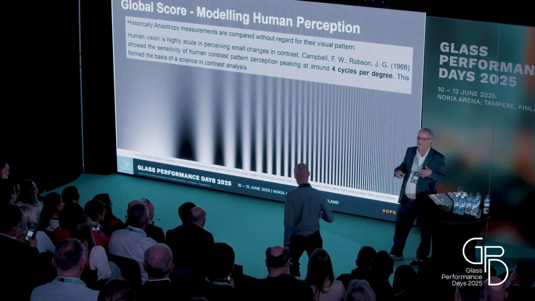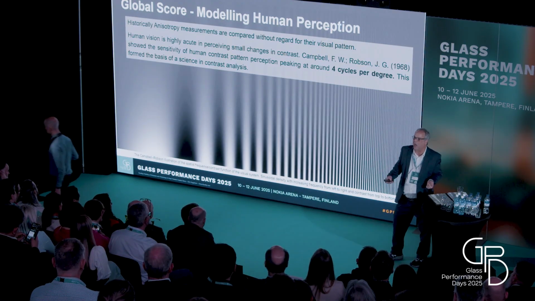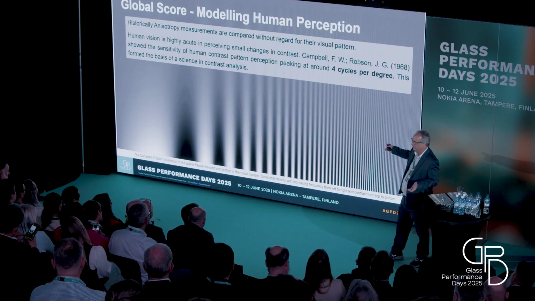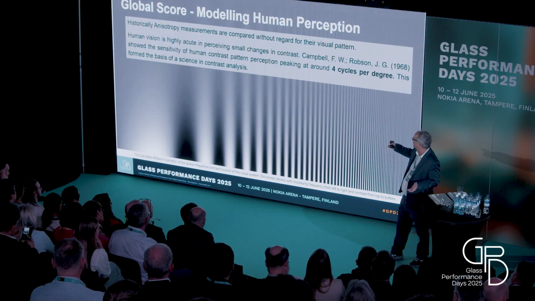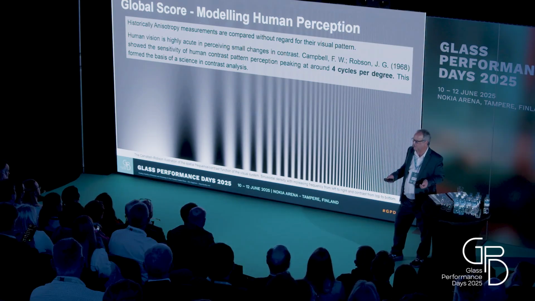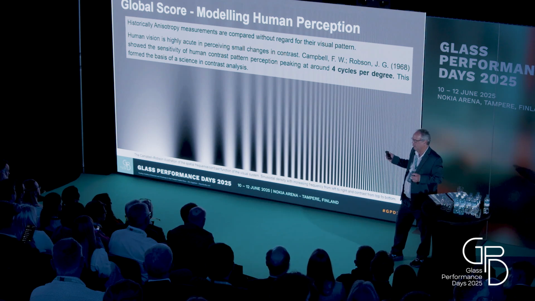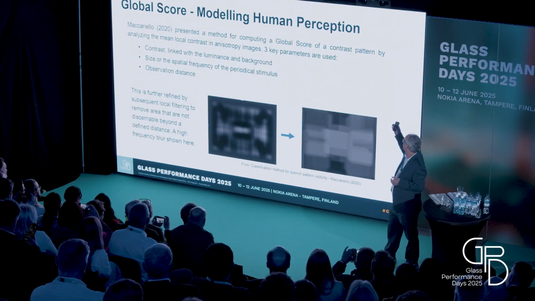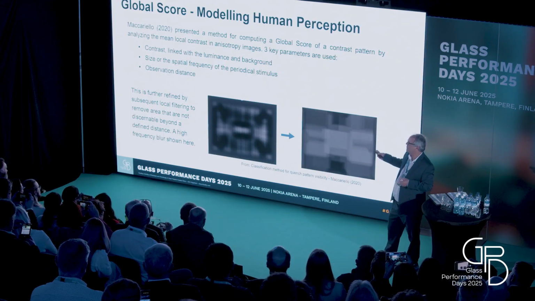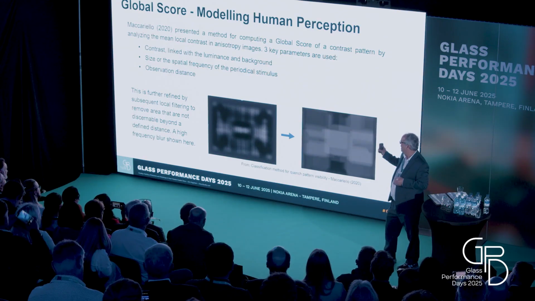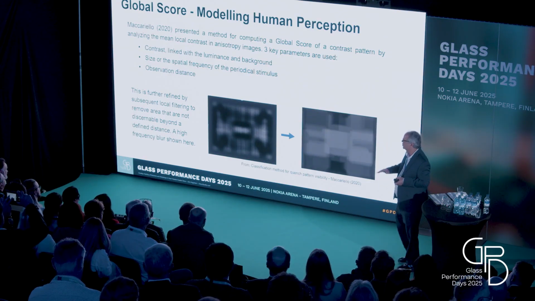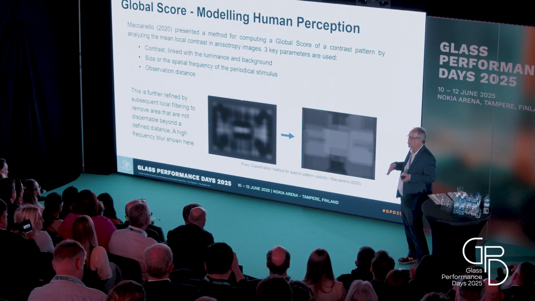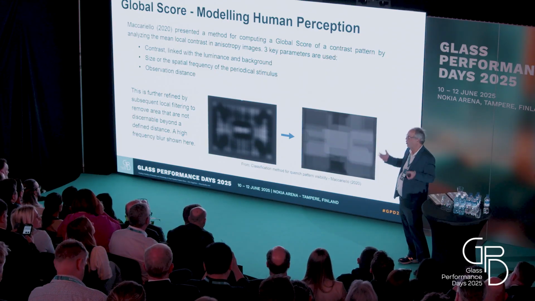And the question is, can we develop a global score using what we know from the coating, the sigma QM coating calculation we showed earlier, the visibility of the coating, and the contrast analysis. This is another work that Saint-Gobain's research group did a long time ago. They presented a method for computing the contrast pattern by looking at the contrast, the luminance, and the background, and also looking at the spatial frequency of the pattern and tying into that the observer distance. They were able to come up with a general global score.